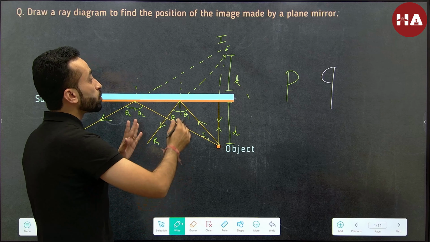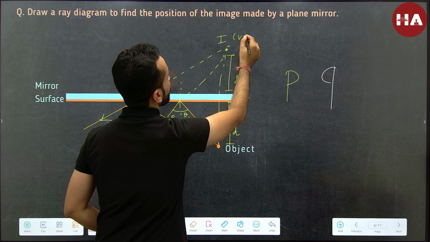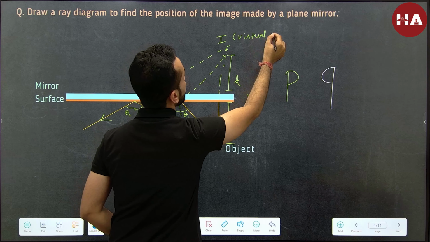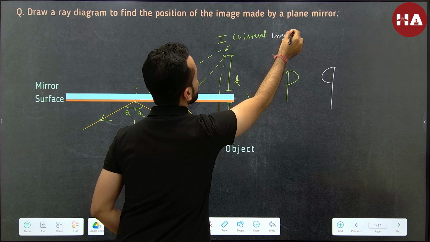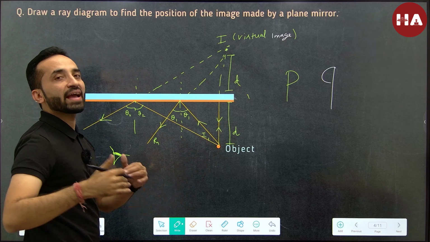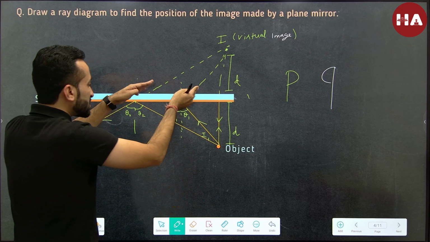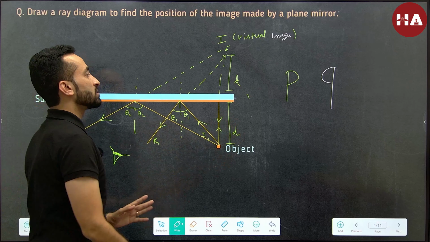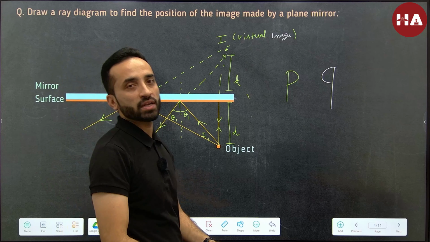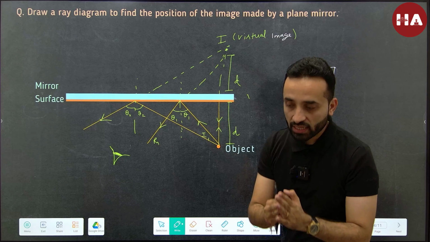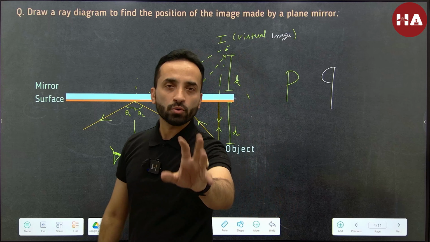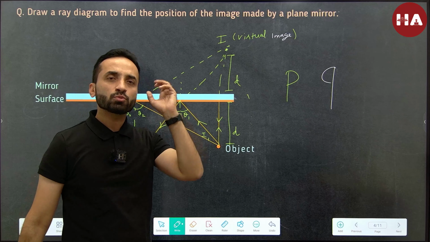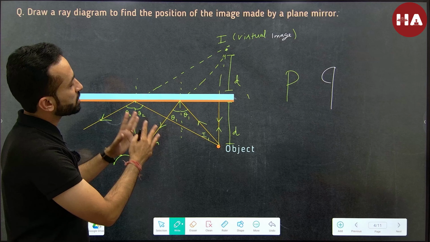This is called a virtual image. We call this a virtual image because it is not formed by actual meeting of rays. You see the rays are coming from that point, but the rays were never there. So this is the concept of a virtual image. When rays are actually there, you call it a real image. Don't worry, I will discuss that. I'm just wanting to discuss how to draw the image.